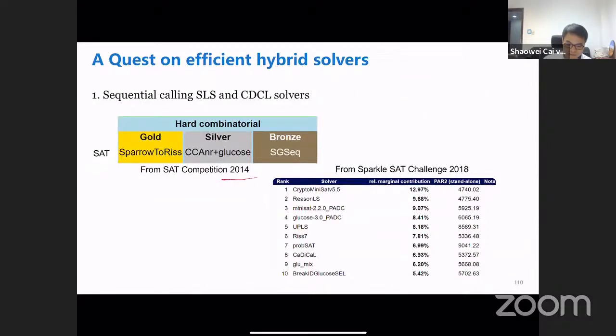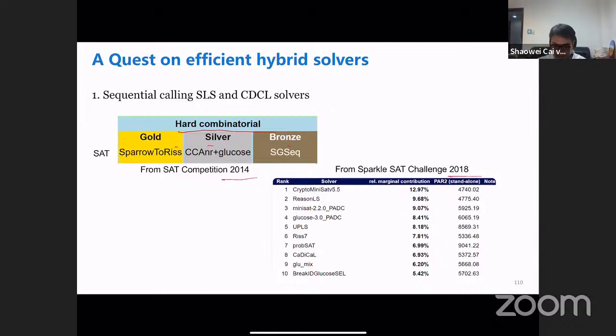So in 2015, when people realized this fact, they simply put local search and CDCL together as a sequential portfolio and participated in the hard combinatorial track. As we can see, the winners of that track all belong to hybrid solvers that combine local search and CDCL. This fact was also emphasized in SAT Challenge 2018.